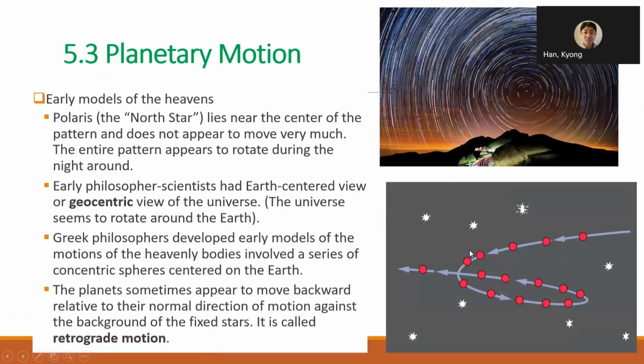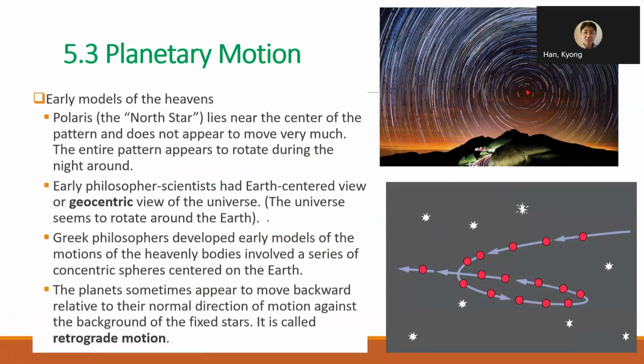I'm going to explain planetary motion. In early models of the heavens, people thought that Polaris lies near the center of the pattern and does not appear to move very much. The entire pattern appears to rotate during the night. This is Polaris here. All the others are rotating around Polaris.